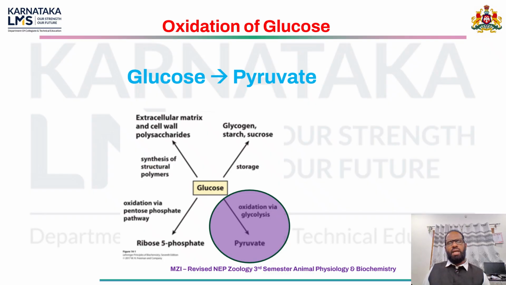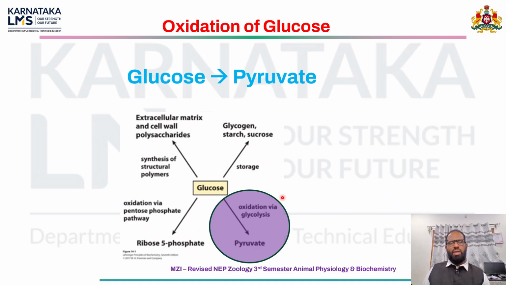And in this slide, we are going to discuss the oxidation of glucose. I have already told in the earlier slide that the glucose gets utilized by four different major pathways. One of the major pathways which is responsible for the synthesis or generation of ATP is called oxidation by means of glycolysis, and this process is the glycolytic pathway.